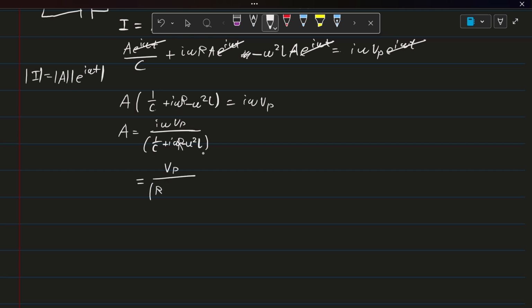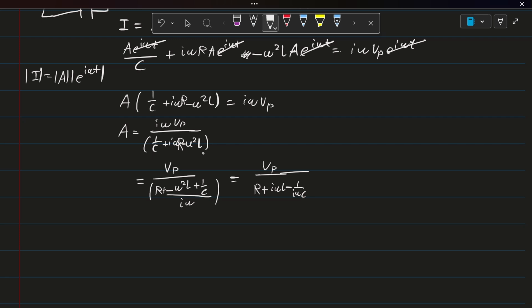R minus omega squared L plus 1 over C, all of them divided by I omega. So this will simplify much further into Vp over R plus I omega L minus 1 over I omega C.